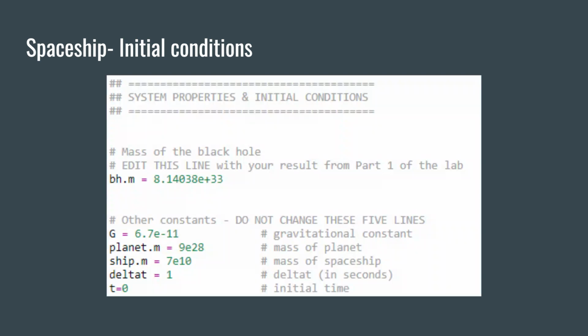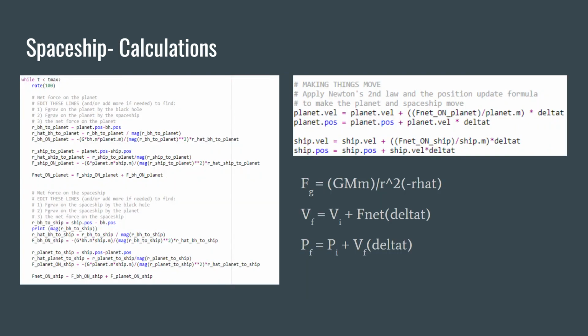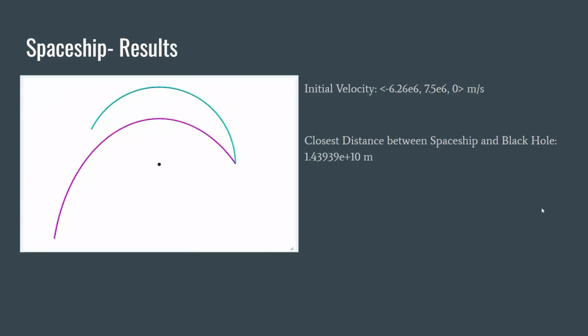For part two of the experiment, for the initial conditions, the mass of the black hole was carried over from part one, and everything else was held constant. For the calculations, we basically had to find the two components of gravity, one of the black hole acting on the spaceship and one of the planet acting on the spaceship, as seen on the left. And then on the right, we had to apply the momentum and velocity update and then the position update formulas to find velocity and position. And since the force of gravity is non-constant, the position update formula is going to use the velocity final from the velocity update formula.